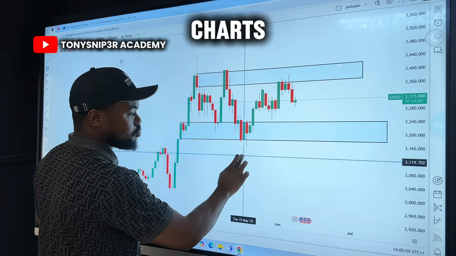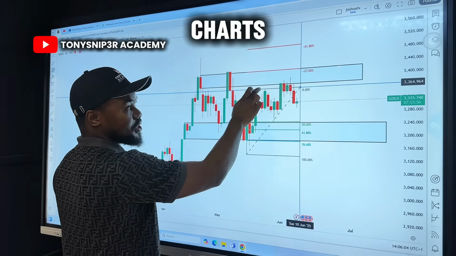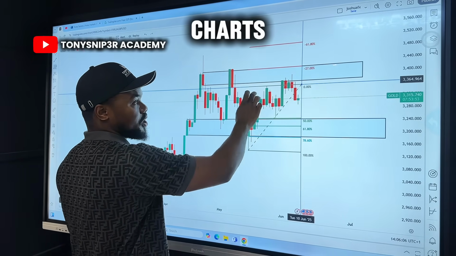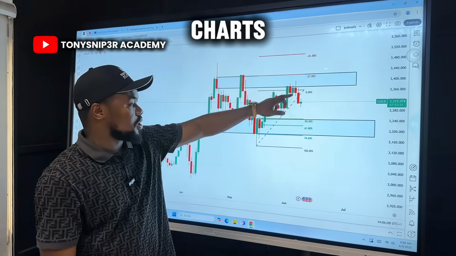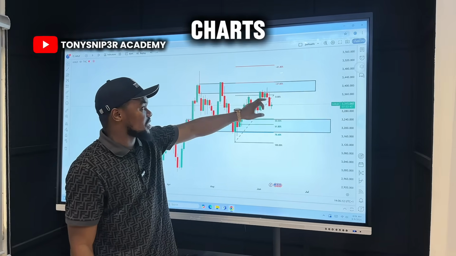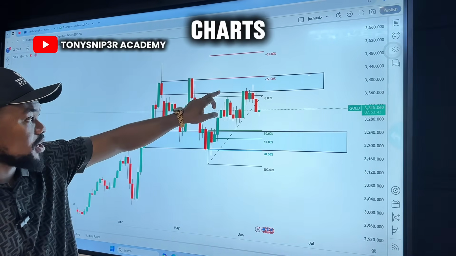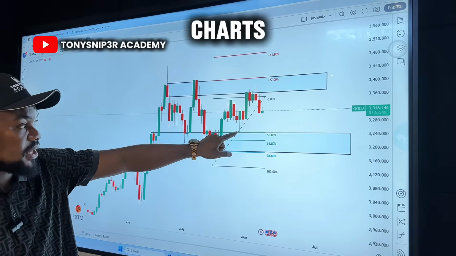Where would you measure? You would measure from here downwards to this point here. Okay? You measure from here to here. Now, once you measure from here to here, you can see the 100% is at the bottom and the 0% is at the top. Why? Because I'm looking to catch a buy.